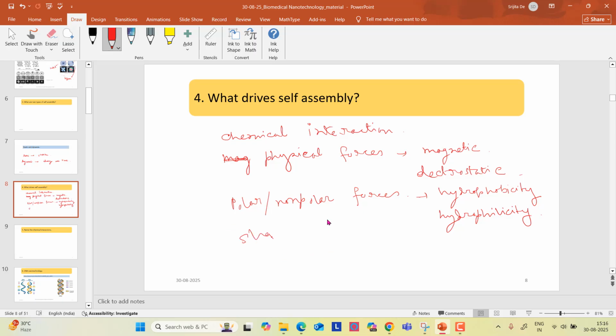Shape also leads to the self-assembly around a molecule. Okay, so shape is an important parameter. Next is the templates. Templates means we are forcing the self-assembly. That is, it is self-assembled around a certain pattern. So that is called template. Okay.